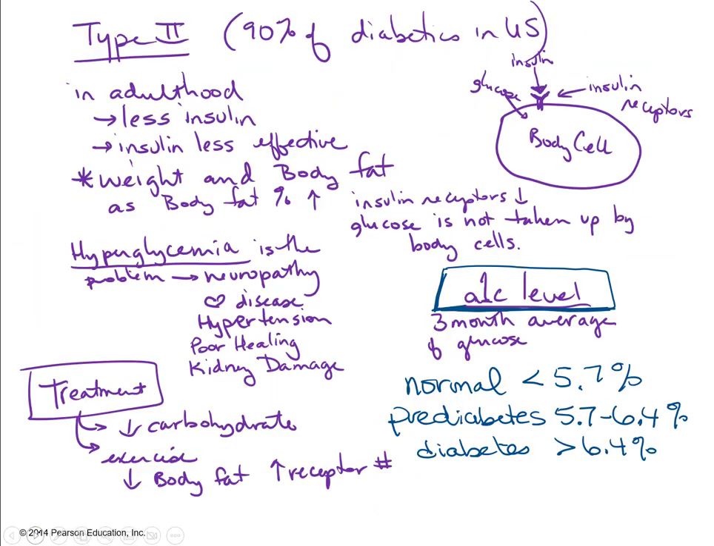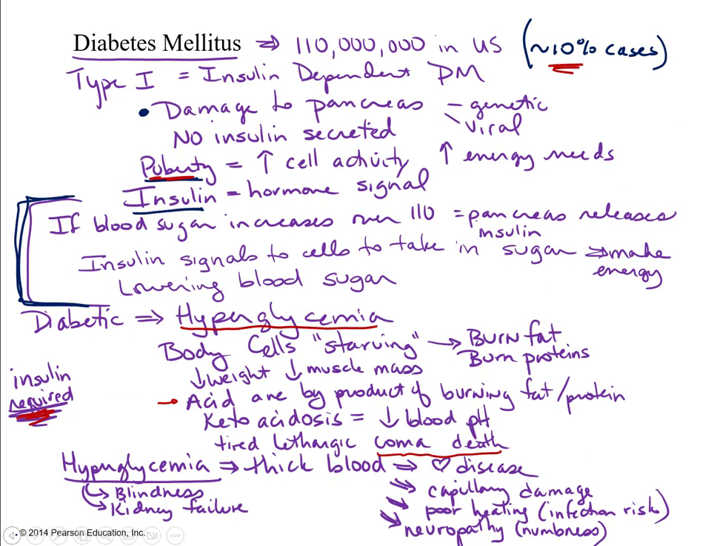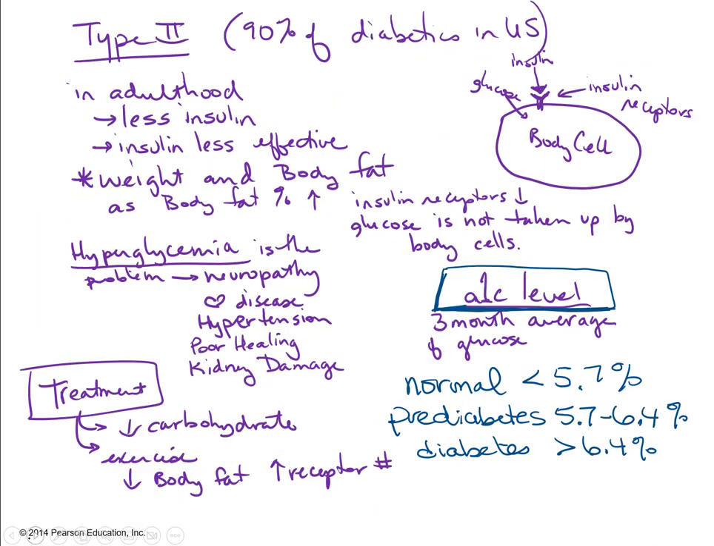But now that's only 10%. 90% is this, okay? If you work with human patients, 90% of the people that you come in contact with that have diabetes are type 2. So when they said there are about 110 million people with diabetes, 90% of that number, so about 100 million people, are type 2 diabetics.